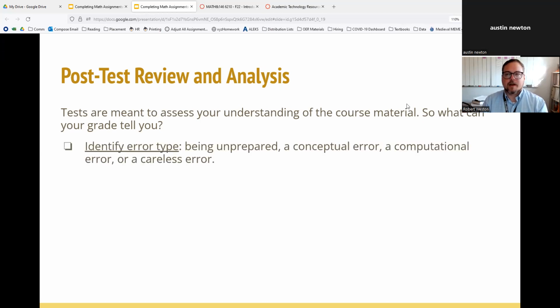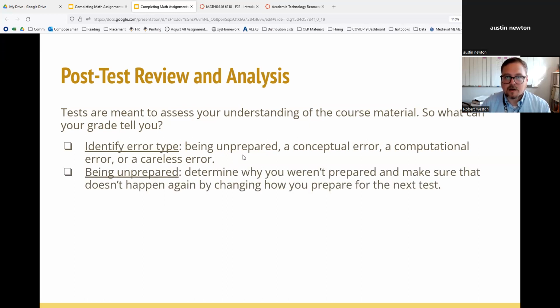Well, I would like students to go through this kind of trying to figure out what kind of error did I make? Not just I made an error, but where did that error come from? And I have here being unprepared, conceptual error, computational error, or a careless error. To me, these all come from very different places, and that means we have to do different things to address them. So if you got a question wrong because you were unprepared, well, why? What happened where you didn't see that bit of material, right? That section or whatever. Why wasn't that part of your preparation?